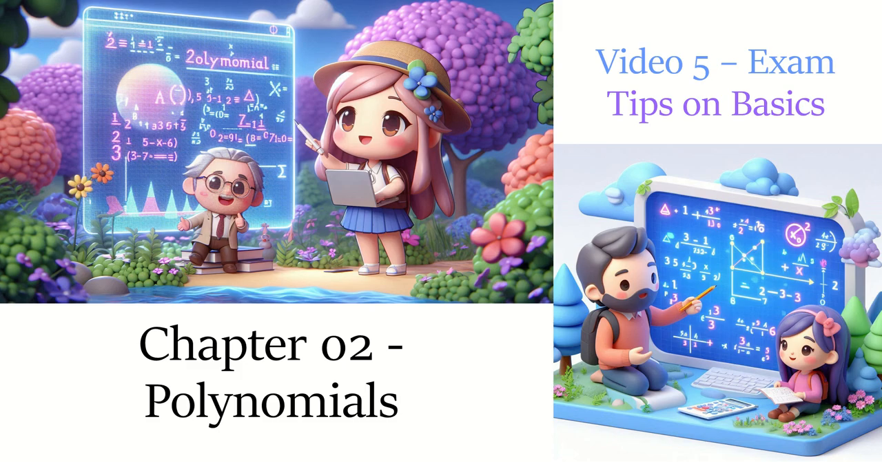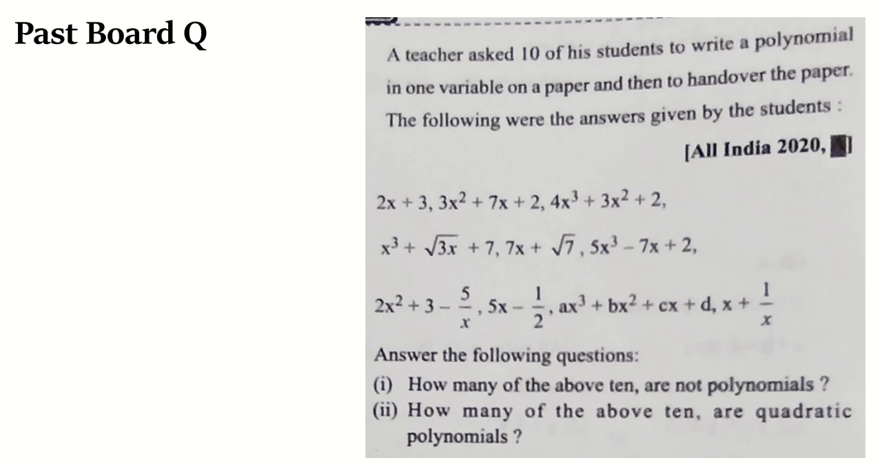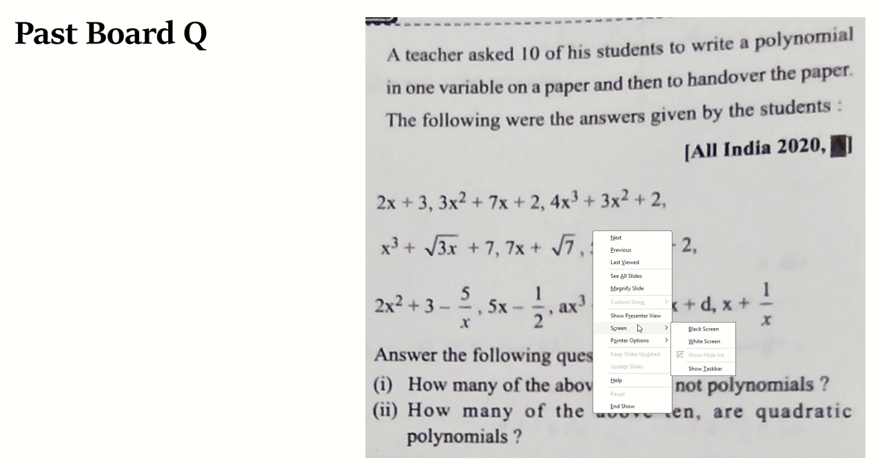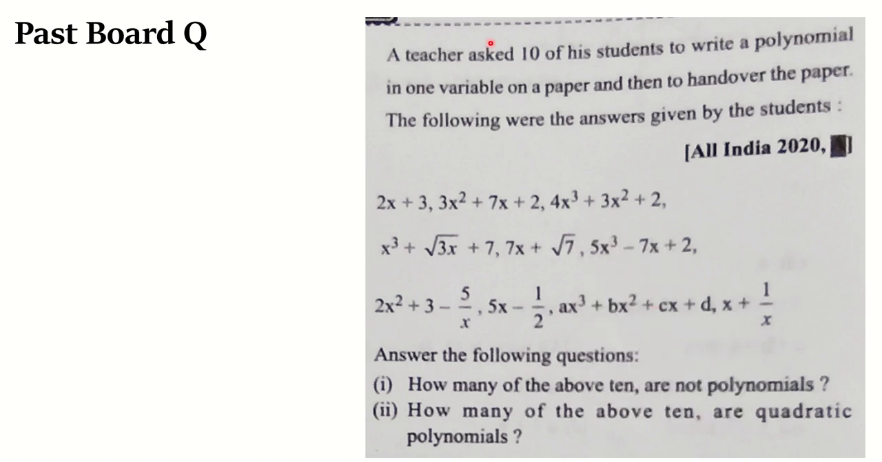made by students. On the topics which I covered so far, I searched for exam papers and came across only one question, where the question says the teacher asked 10 of the students to write a polynomial in one variable on a paper and then to hand over the paper. The following were the answers given by the students. So you find 10 different equations given by 10 students here. The question is how many of the above 10 are not polynomials?